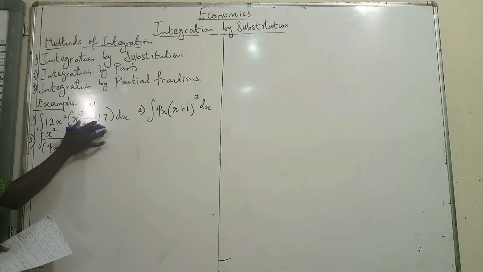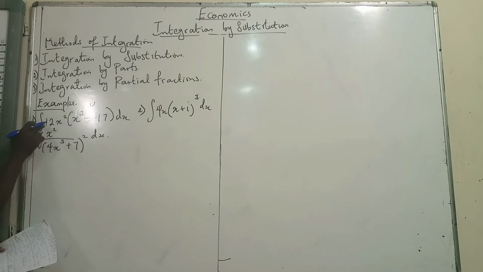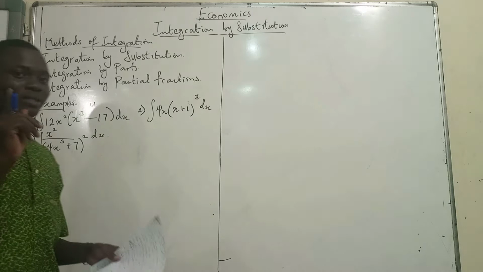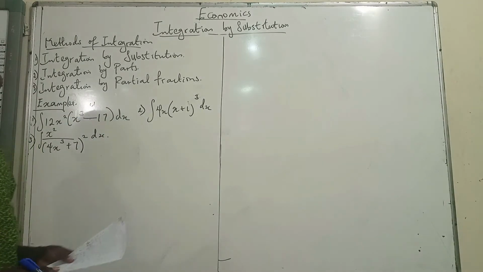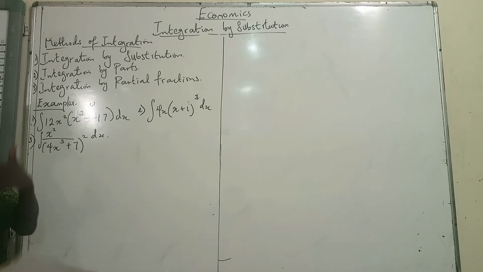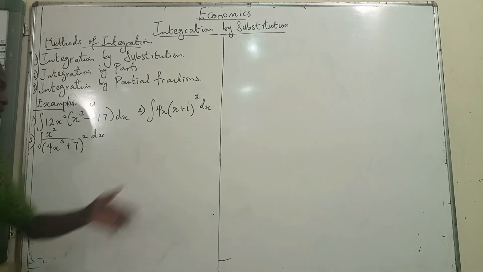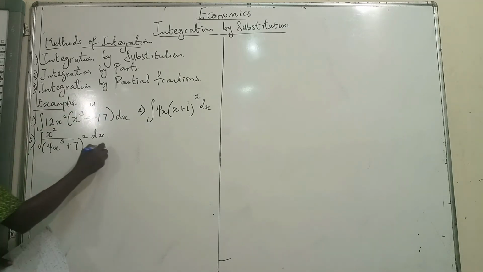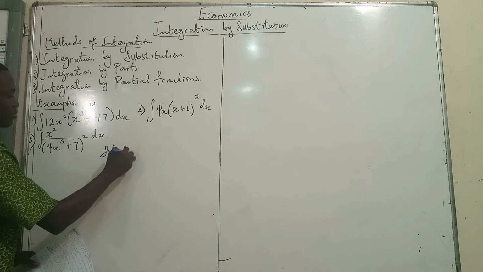Now, by the time we differentiate this, whatever we get must divide 12x squared and give us a single number. If it doesn't give us a single number, we cannot use integration by substitution, and that is when we look at integration by parts and so on. Now, what do I mean? This is the solution.